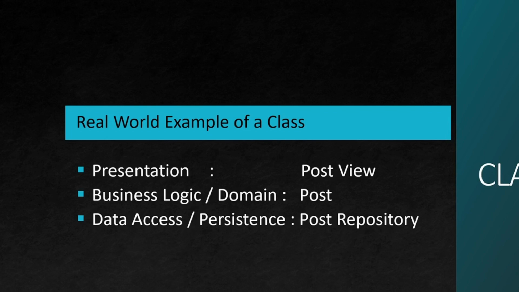In each of these layers, we can have classes. Each is responsible for something particular. For example, in the presentation layer, we can have a class like PostView, which is purely responsible for displaying a post to the user. In the business logic or domain layer, we can have the concept of Post itself. And finally, in the data access or persistence layer, we can have a class like PostRepository, which knows how to save a post to the repository or load it from a database.